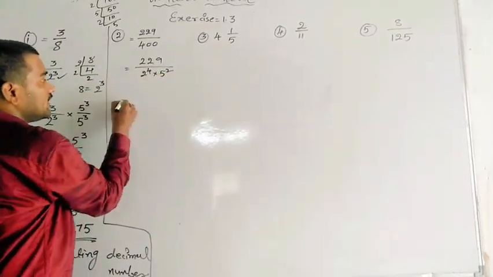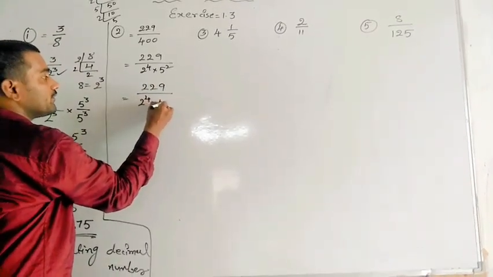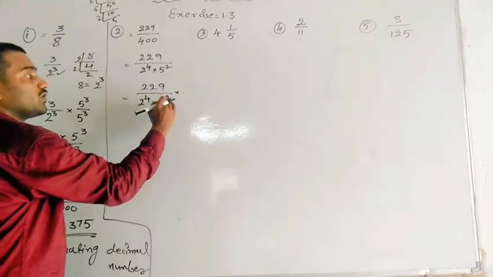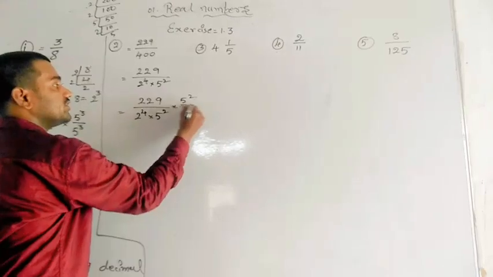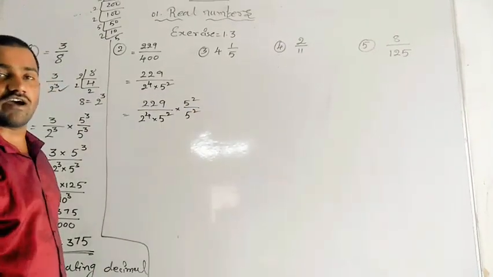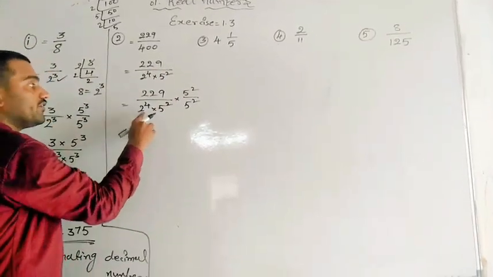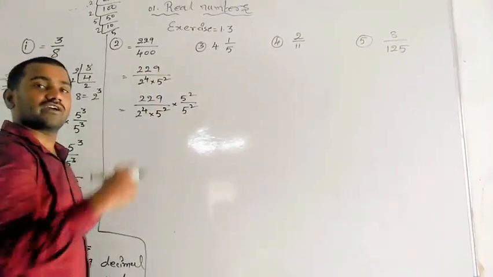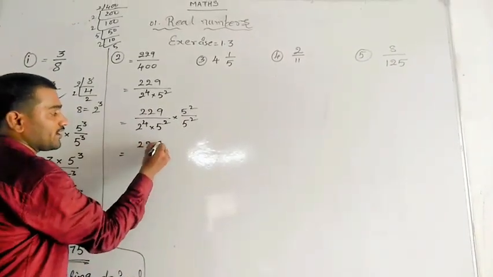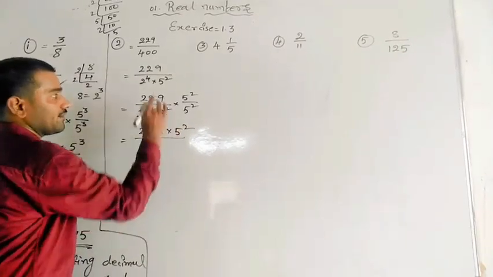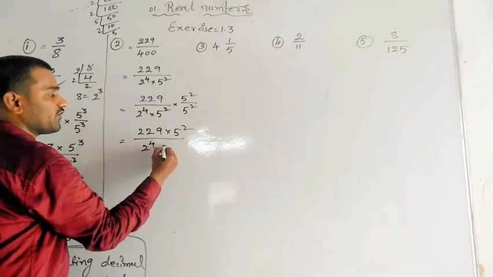So what we do is, let us write this 229 by 2 to the power of 4 into 5 square. This 5 square we also write as 5 to the power of 4. How can we write it? By multiplying the numerator and denominator by 5 square. See, 5 square into 5 square is 5 to the power of 4, using the formula a to the power of m into a to the power of n equals a to the power of m plus n. So 229 into 5 square by 2 to the power of 4 into 5 to the power of 4.